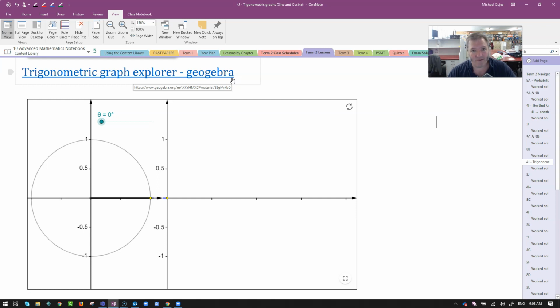You would have seen these graphs on the news or in the newspapers when you're looking at tide heights, sunrise, sunset, temperatures during the day, that sort of thing. These graphs are very powerful for modeling anything that happens in a periodic way, so in a regular cycle. We're going to start by looking at the sine graph. You can actually go and explore these yourself. There's a link there. But what we're going to do is just look at this and see if we can get a feel for what the sine graph should look like.